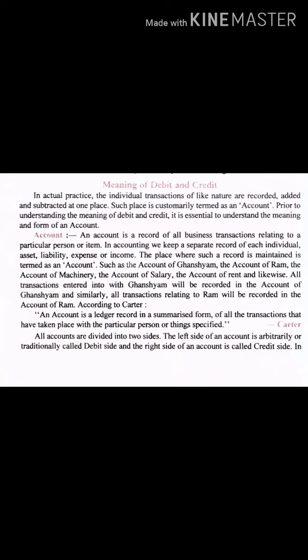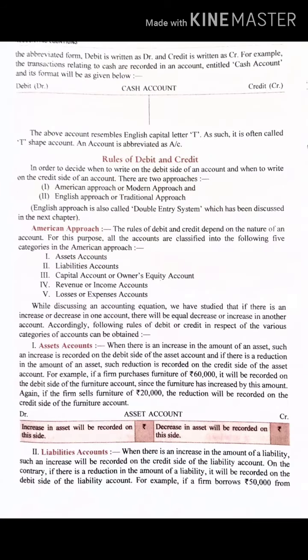So this is abbreviated. How is it abbreviated? Here you can see the cash account in T shape. Debit is abbreviated by Dr., and credit is abbreviated by Cr. So whenever you write debit, you write capital D, then r, Dr., and whenever you write credit, you write capital C, then small r, Cr. So it is credit.